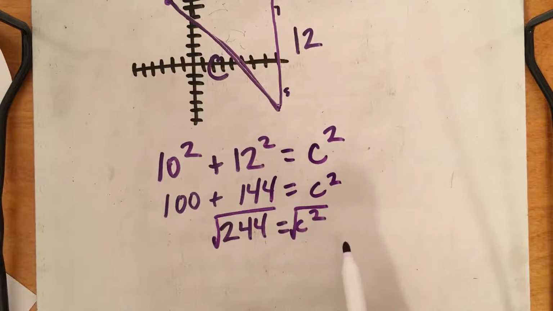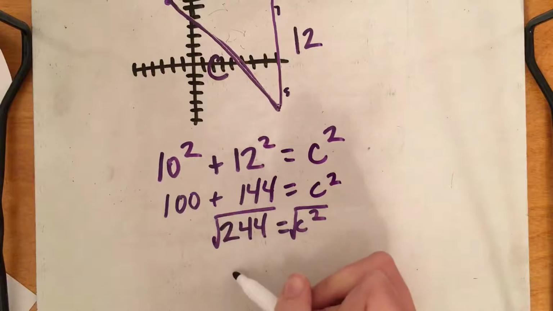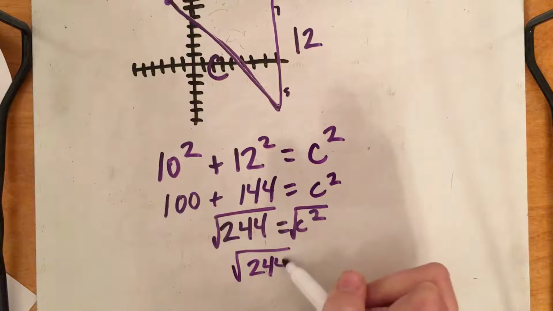Okay. Now normally when you take the square root, you get a positive and negative number. We're talking about distance, so we're just going to always assume that it's the positive version.